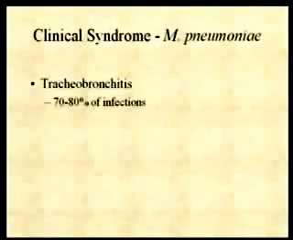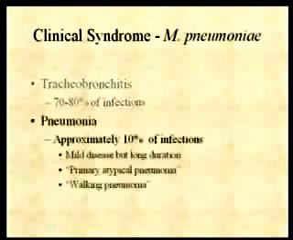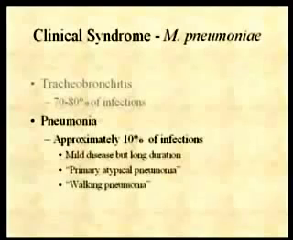All right. So as I said, predominantly it's a tracheobronchitis. 70 to 80% of the infections present as tracheobronchitis, and 10% is pneumonia. But again, this is a mild disease, but it's of a long duration. It's the atypical type pneumonia. And this actually is the organism that is the primary cause of the atypical pneumonias. We'll be talking about a number of organisms that cause atypical pneumonias, but this is certainly the most common of those that cause atypical or walking pneumonia.